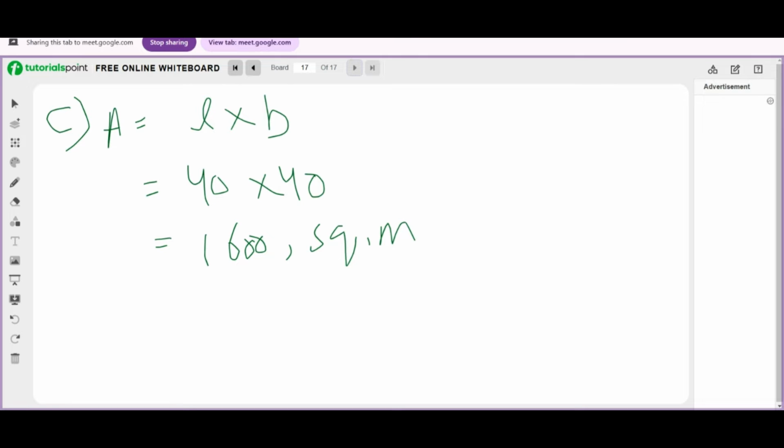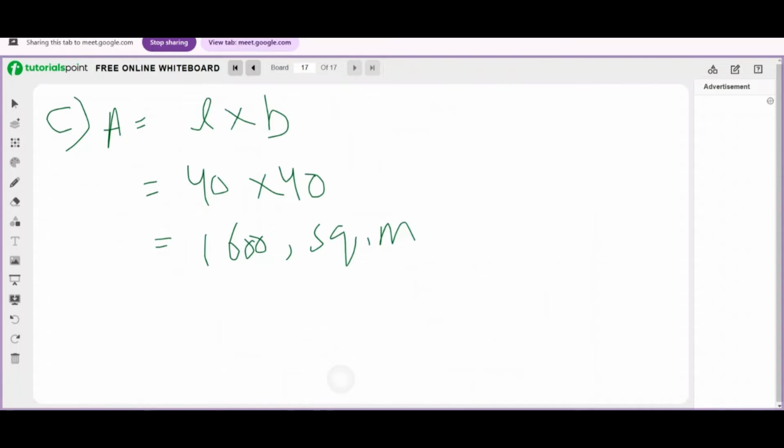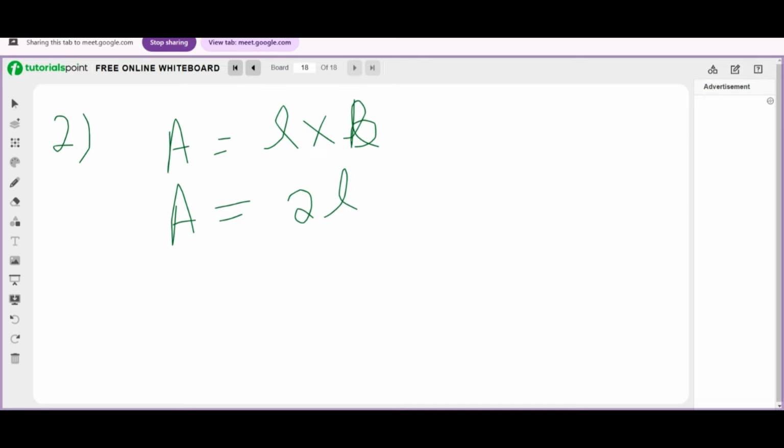Now the question number two says find the length of the side of the following squares given the area. Area is given, you have to find the length of the side of the following squares. What is the formula for the area of a square? That is L multiplied by L, no? Length multiplied by breadth, so they both are the same.